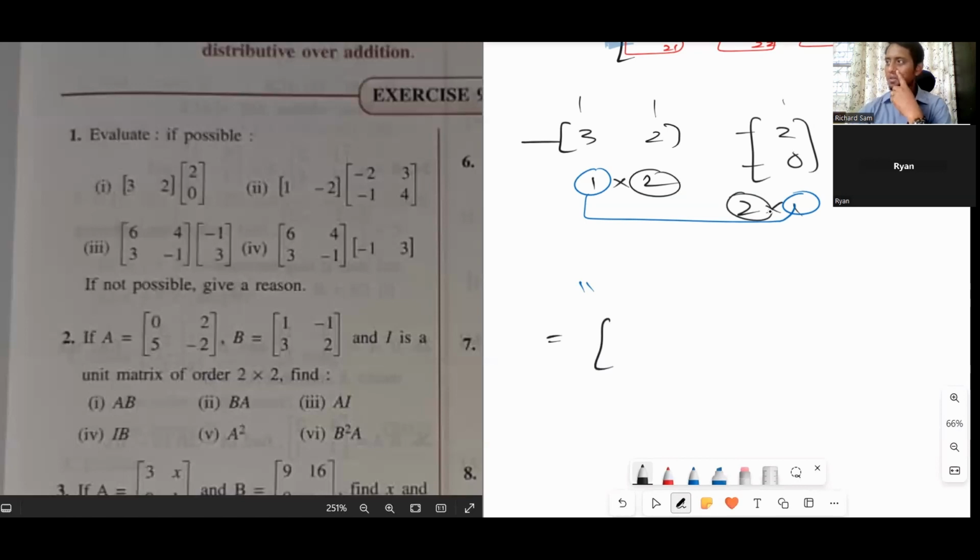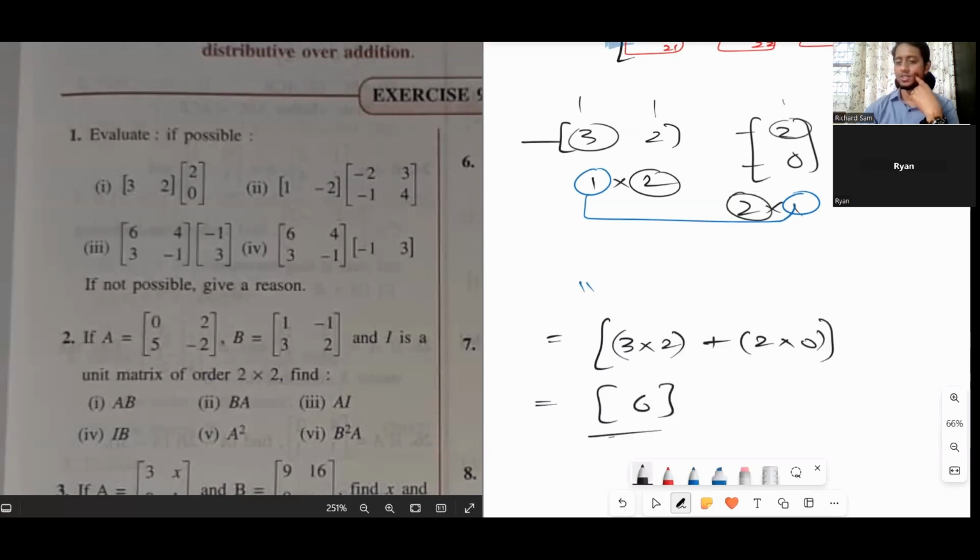So 3 into 2 plus 2 into 0. Correct? That's it. One answer. 3 twos are 6. 6 plus 0. This is the answer. Correct, no? Okay. So write that down. And then keep solving.